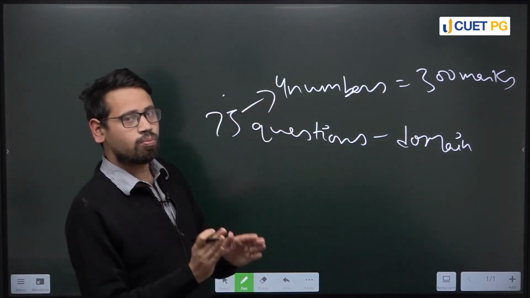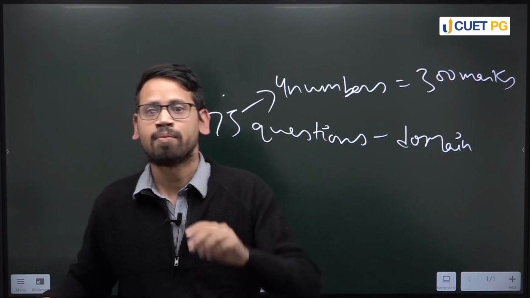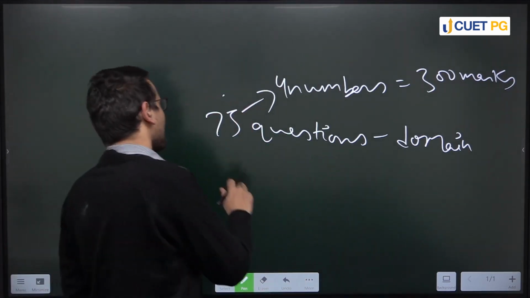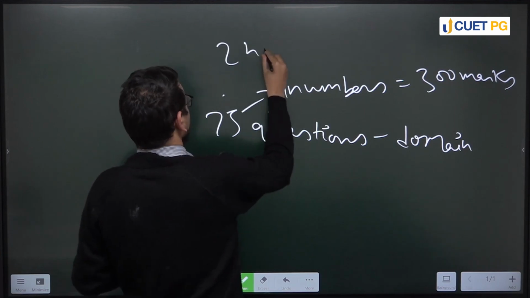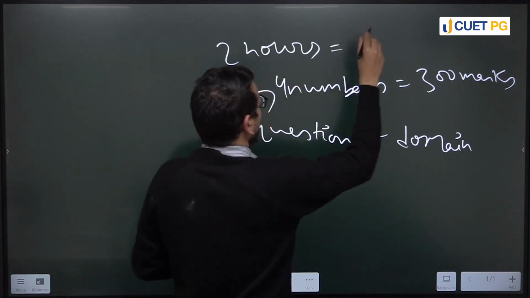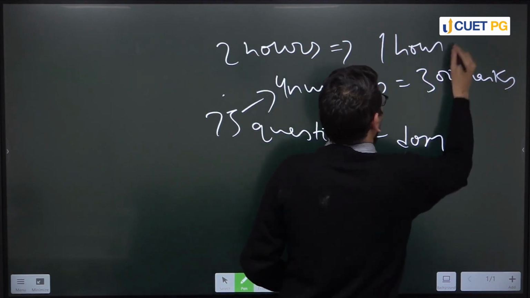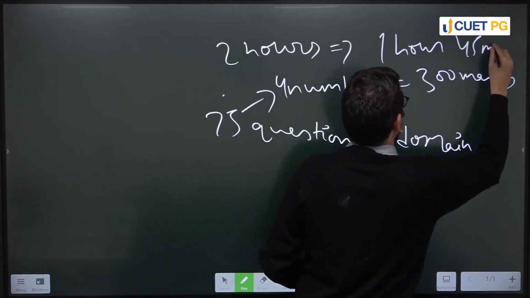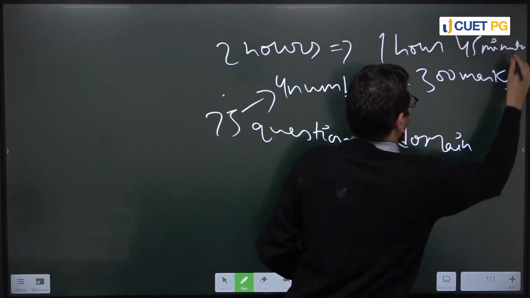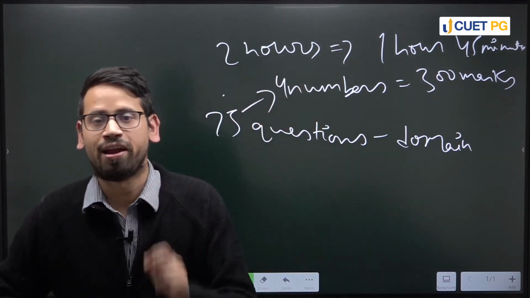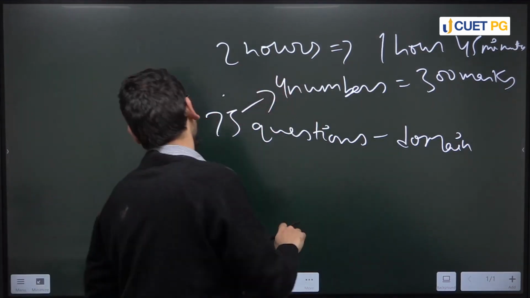Second thing that you need to make sure of is that the duration of time has been curtailed a bit because the 25 questions have been removed. Earlier the time frame was 2 hours, which has now been reduced to 1 hour 45 minutes. So now you have to answer these 75 questions within the stipulated time period of 105 minutes.